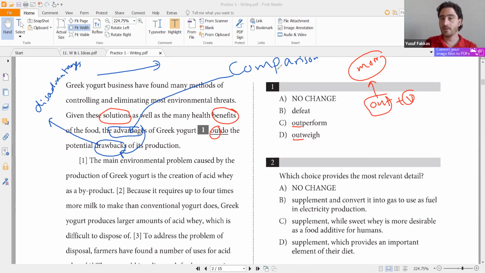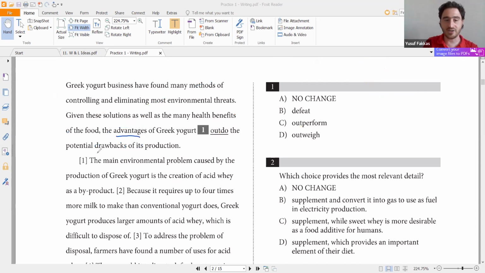Okay? And what are we comparing? Again, the advantages and disadvantages. Now, in this context, what is the best word for advantages and disadvantages? Can we say that the advantages outdo the disadvantages? Can we say defeat, outperform, or outweigh? What do you think, guys? Can you tell me, please? Outweigh. Exactly. So the answer is Z. Yes, Osama, exactly. All right.